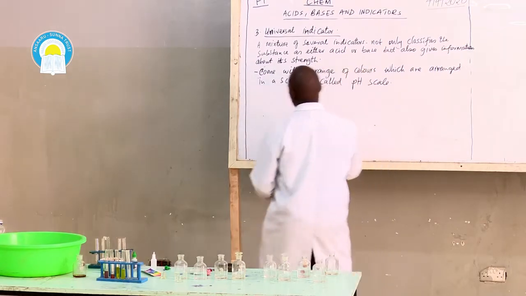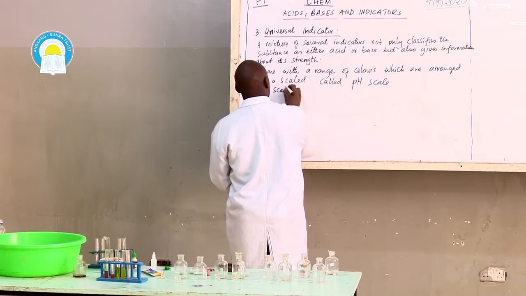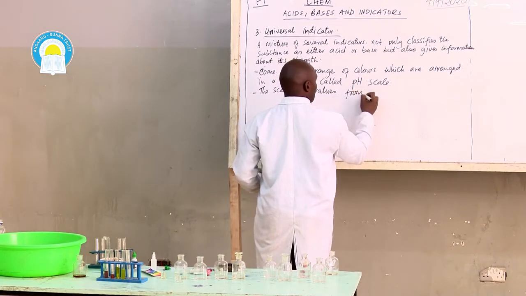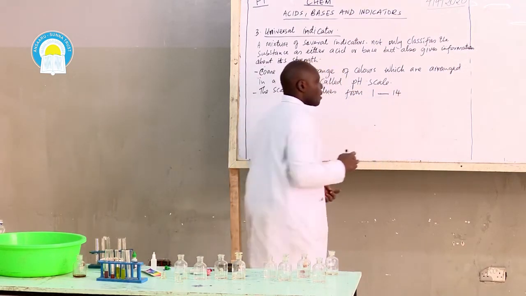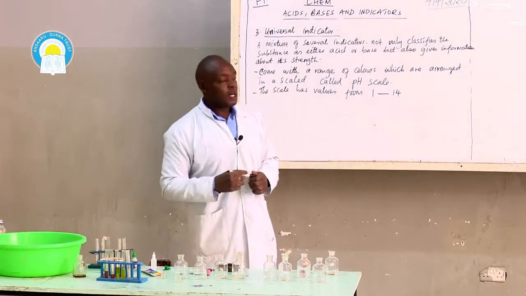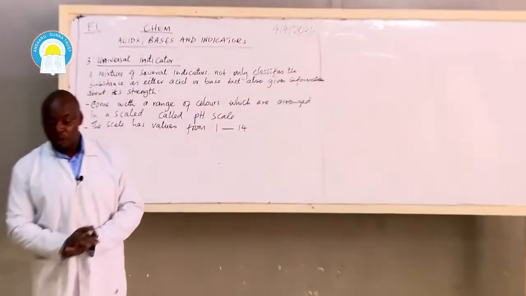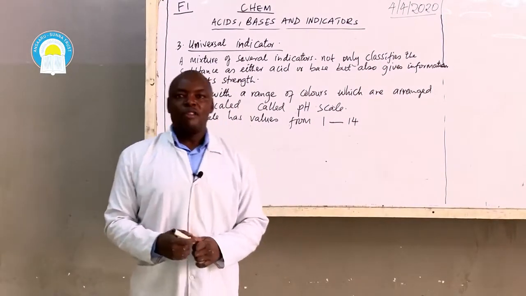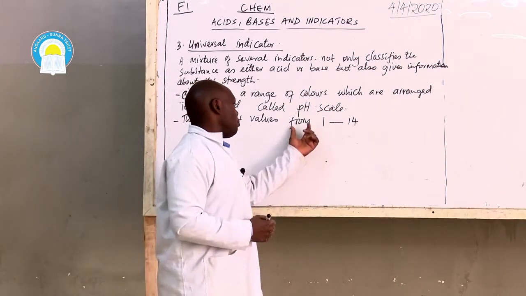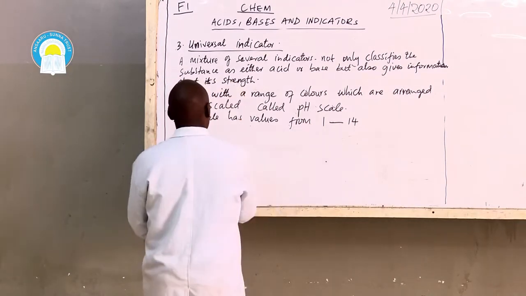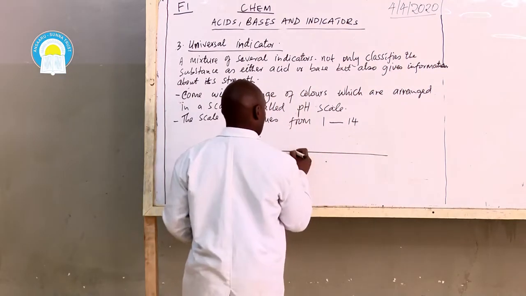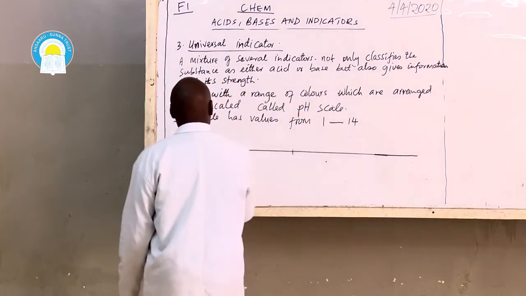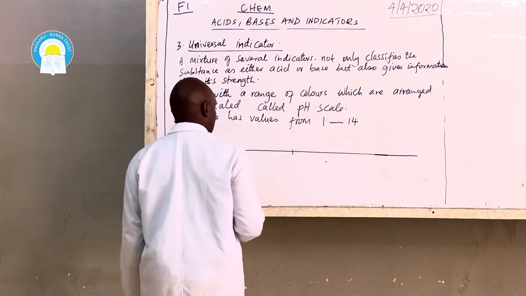The pH scale has values from 1 up to 14. The values from 1 up to 14 are what we refer to as the pH values. pH is simply the degree, the extent of acidity or alkalinity of a solution.